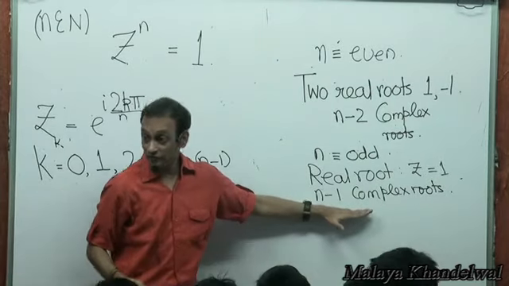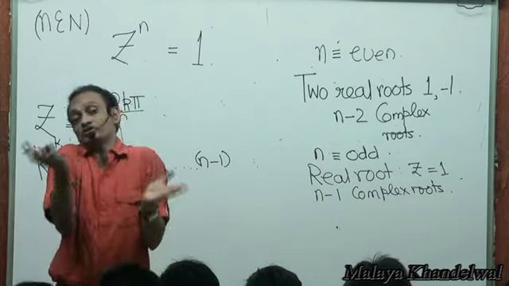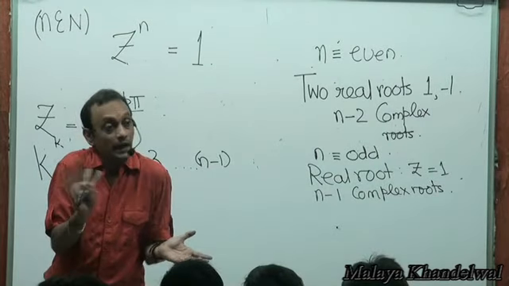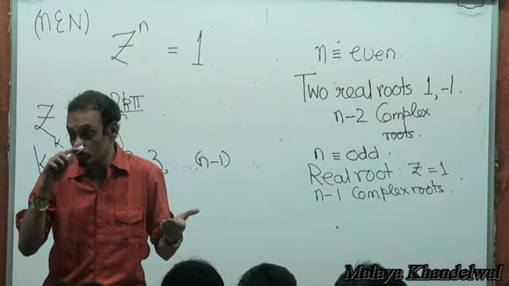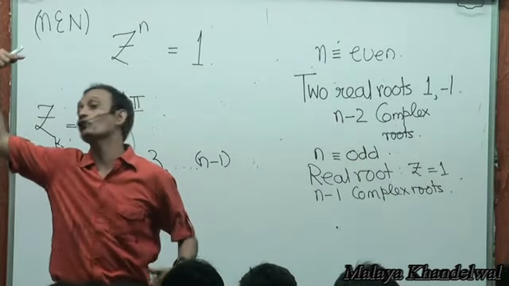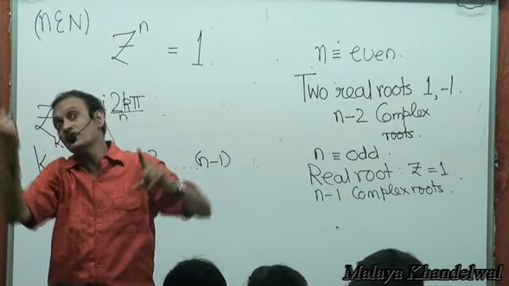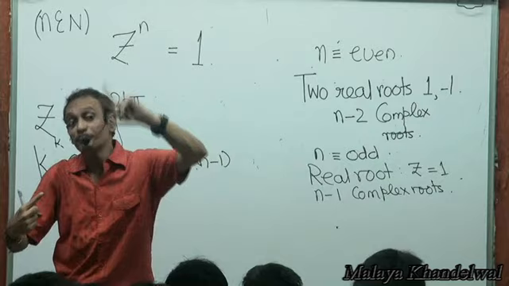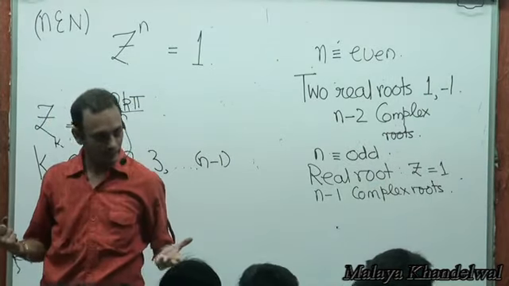Now, if n is odd, n minus 1 will be even, an even number of complex roots. Why? Because they come paired. The numbers z and z bar would both be roots. If z is a complex root of this equation, then z bar will also be a complex root of this equation, right? And this z and z bar will appear for different values of k, right?